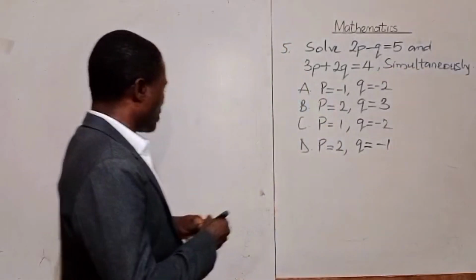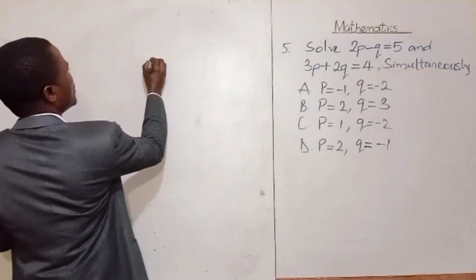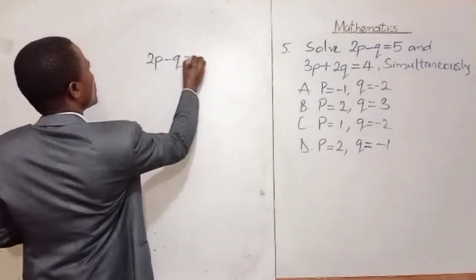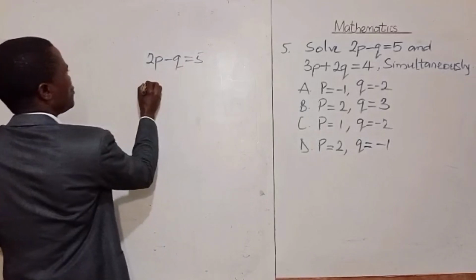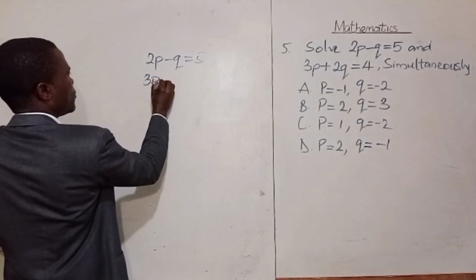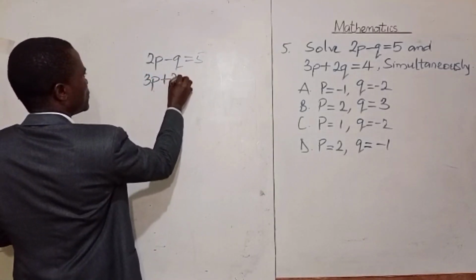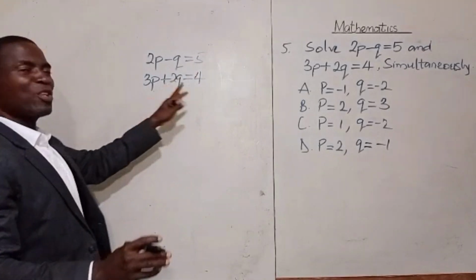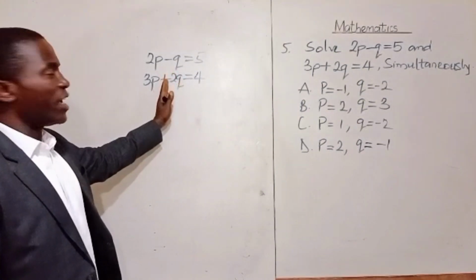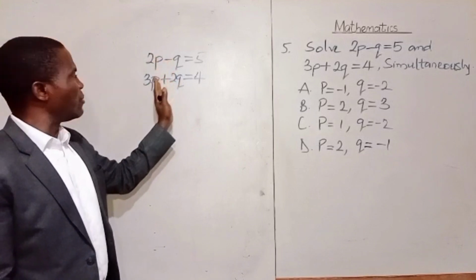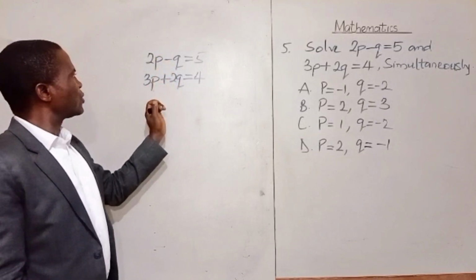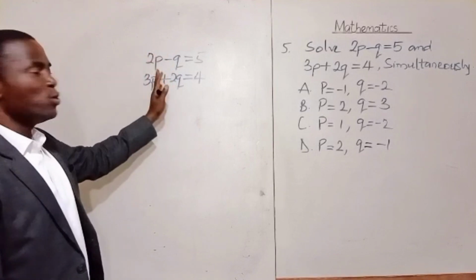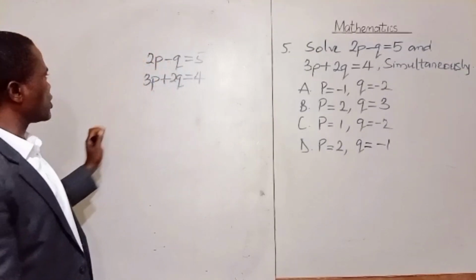So how do we go about solving this problem? We are going to have 2p minus q is equal to 5 and 3p plus 2q is equal to 4. There are different methods we can adopt here. We can use elimination method. We can equally use substitution method. But let's try to use elimination method.